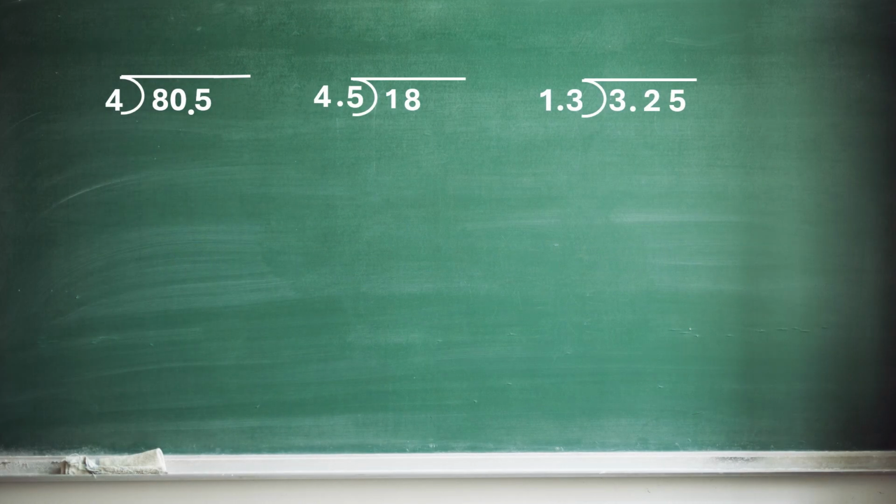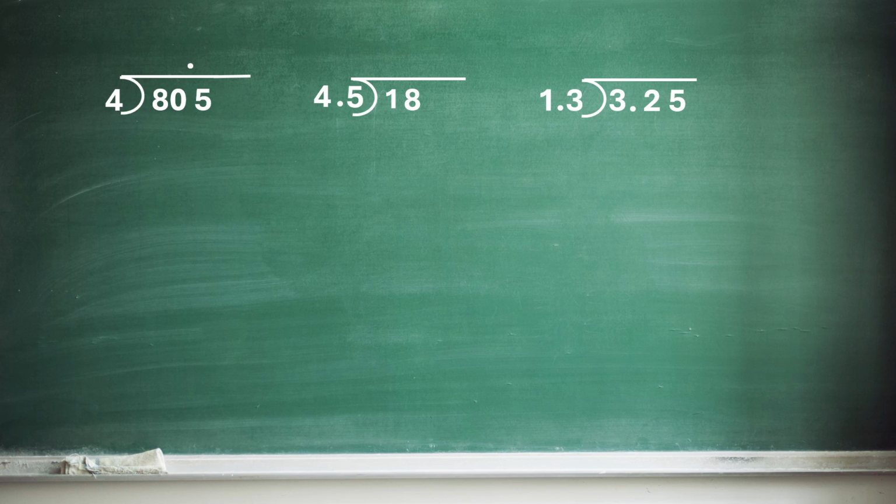Okay, for our first one, there is no decimal in the divisor, but there is one in the dividend. In this case, all we need to do is take the decimal and bring it straight up above the line. And then we'll divide as we normally would.